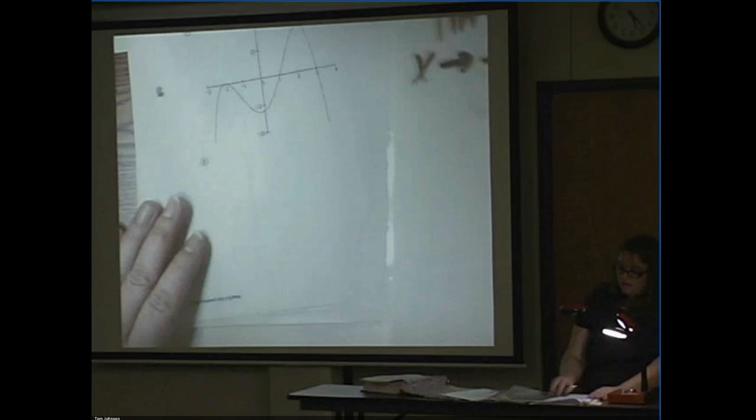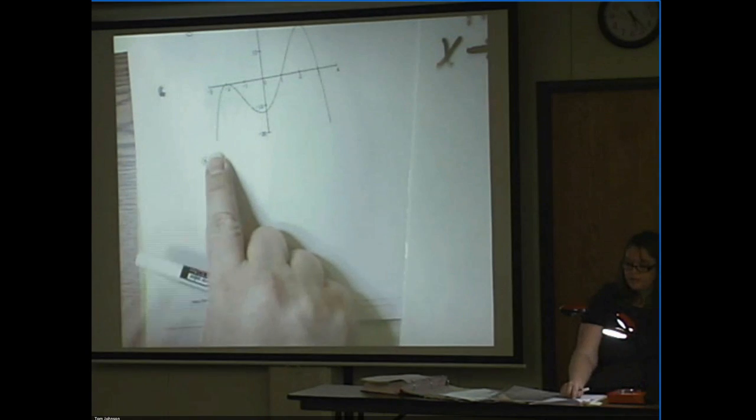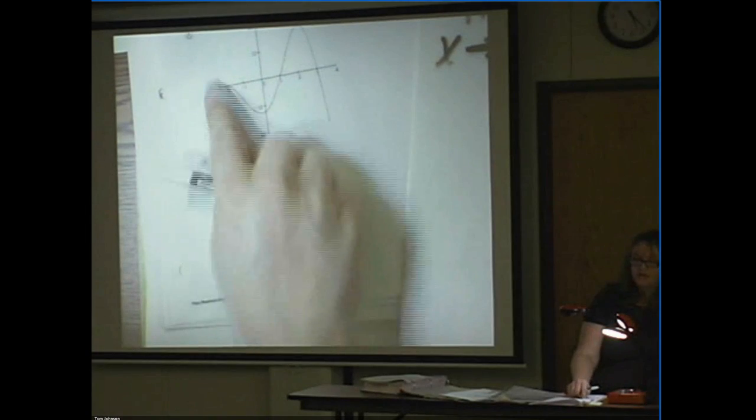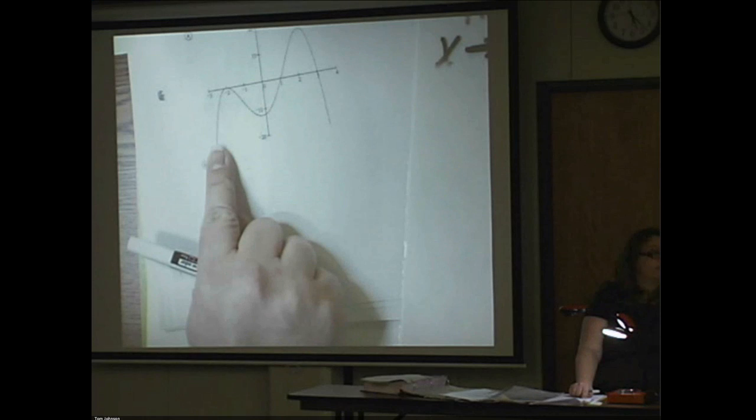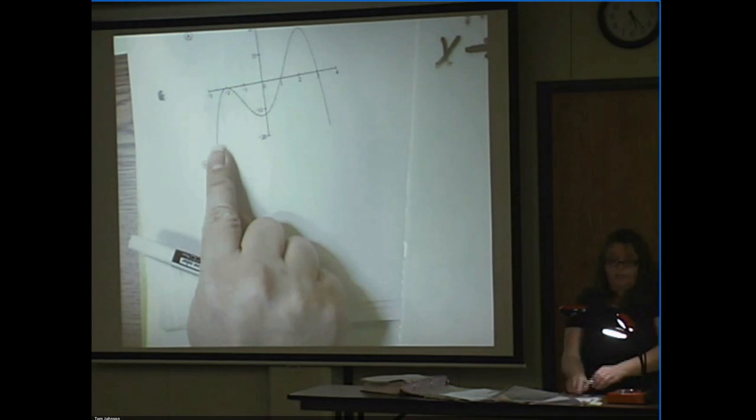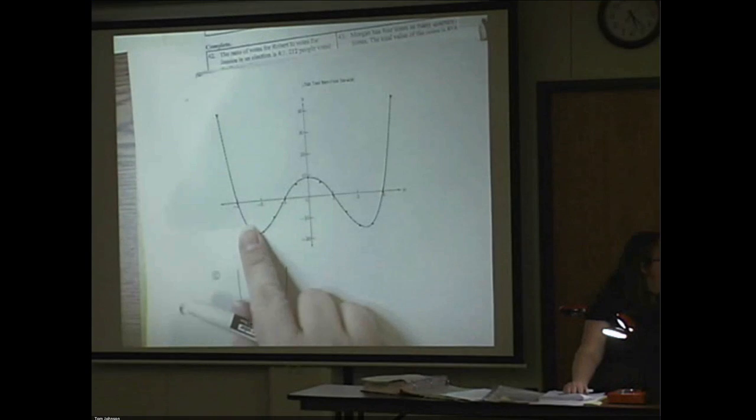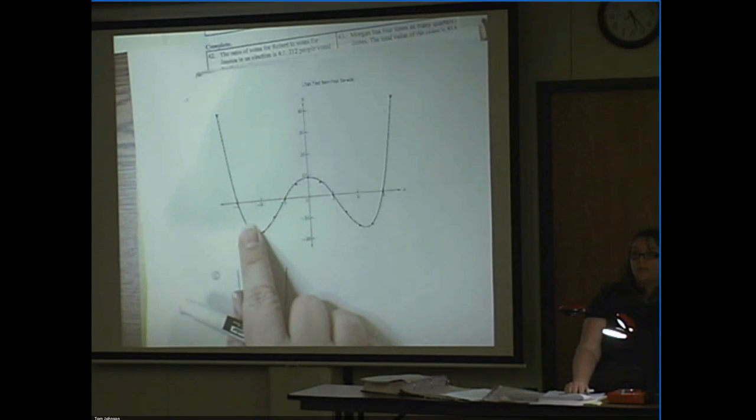Does this one, as x approaches negative infinity, is our y values approaching negative infinity? So this one matches that end behavior. Let's see about this one. Does this graph match that end behavior? How would we write this one?